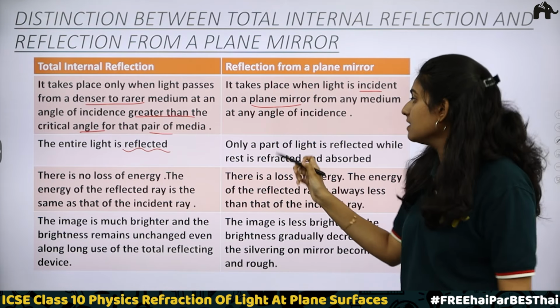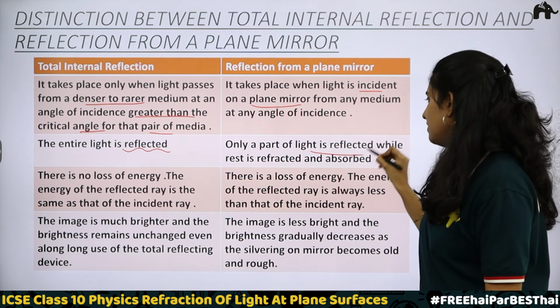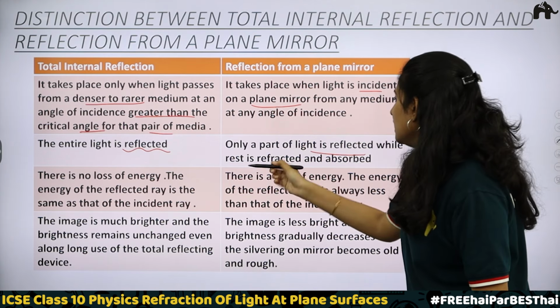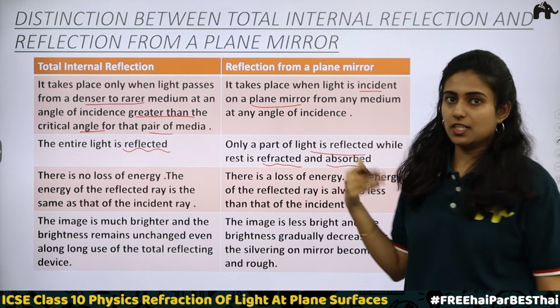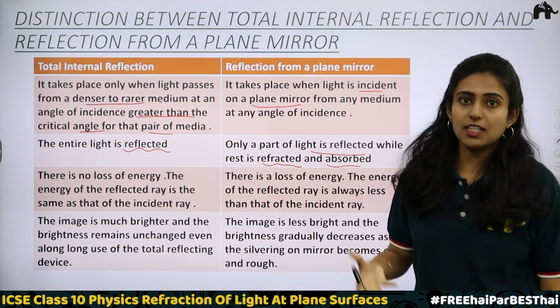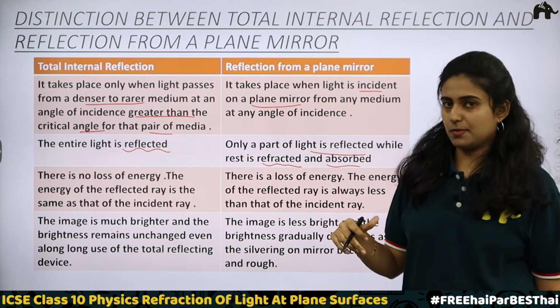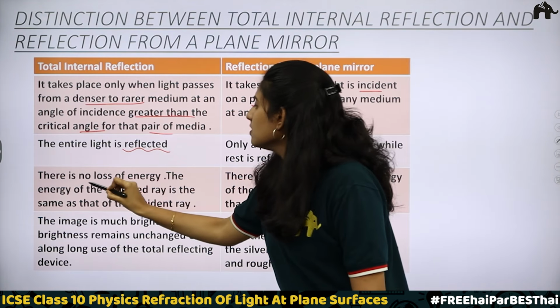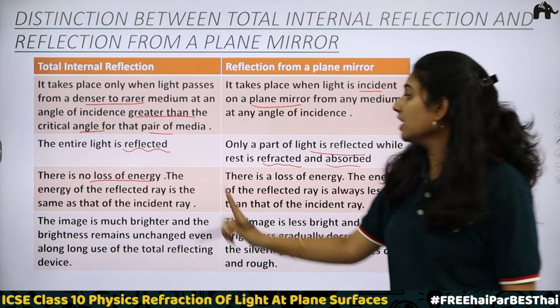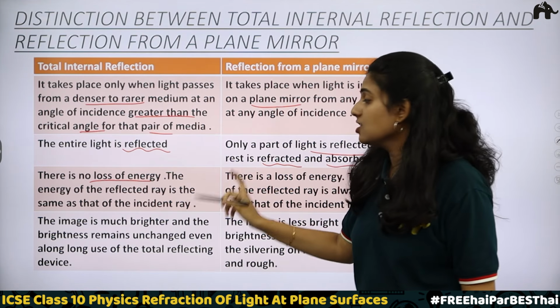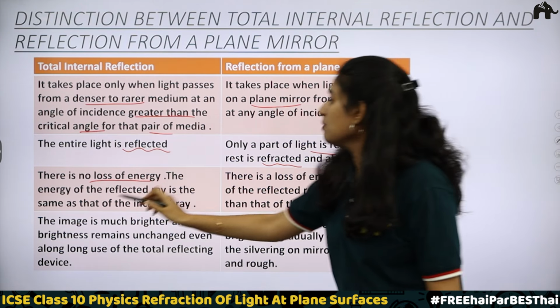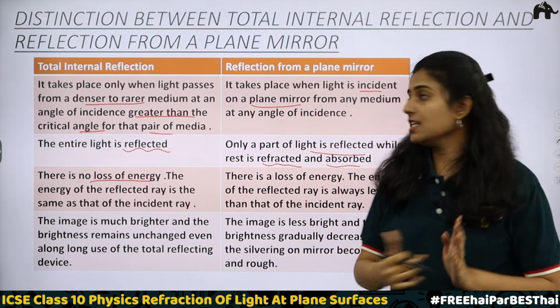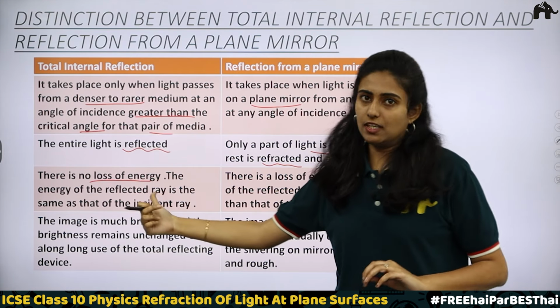Here what happens is, only a part of light is reflected, while the rest of it gets refracted or absorbed. Here in case of plane mirror, absorption can take place, also refraction can take place. But here the entire light is getting reflected. Third point, there is no loss of energy. Important point, there is no loss of energy. The energy of the reflected ray is the same as that of incident ray. Incident ray's energy and reflected ray's energy will be equal.